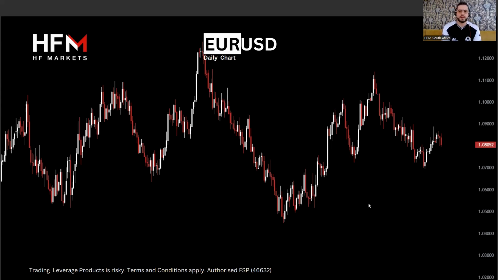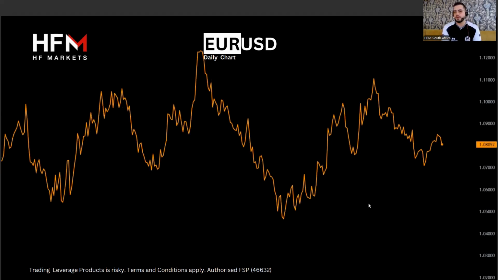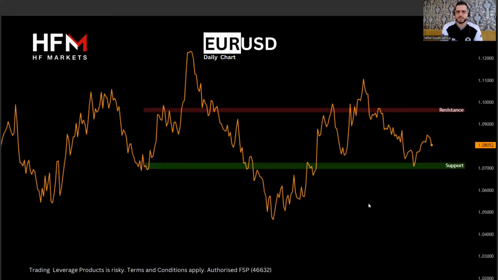You can see it up there as well, just under the Euro USD symbol. You can see there it does say daily chart. So what do I do to simplify it a little bit? I switch over to what is known as a line chart. This assists in simplifying, taking the noise out of your chart and showing you where those potential support and resistance levels would be.